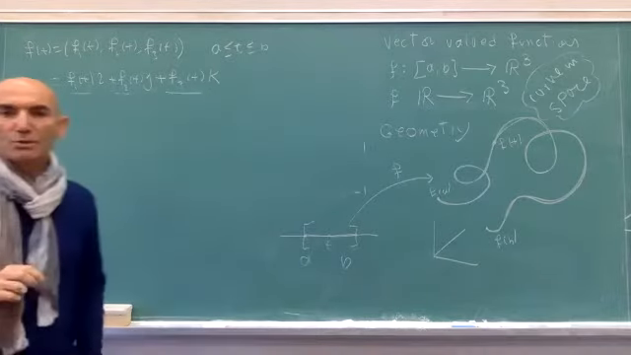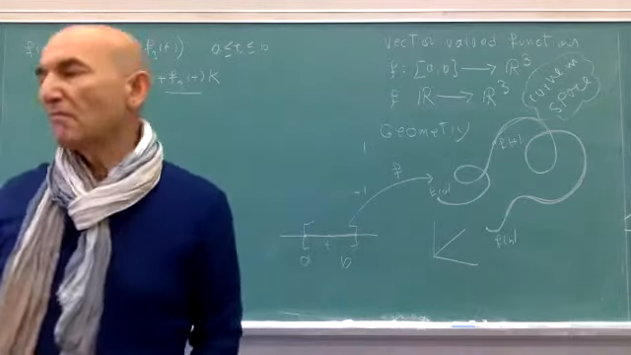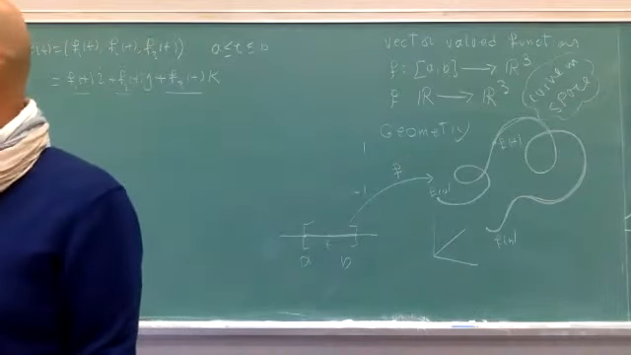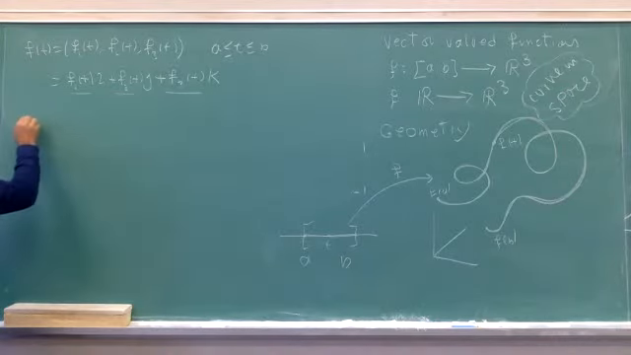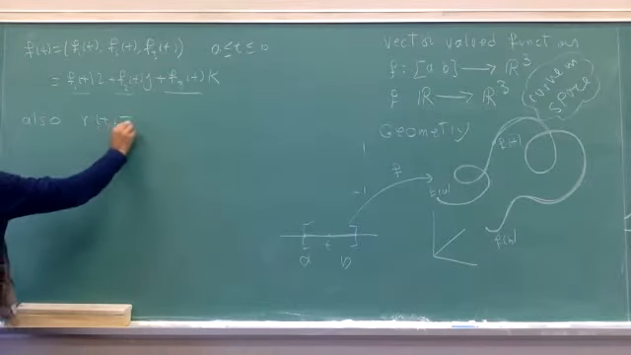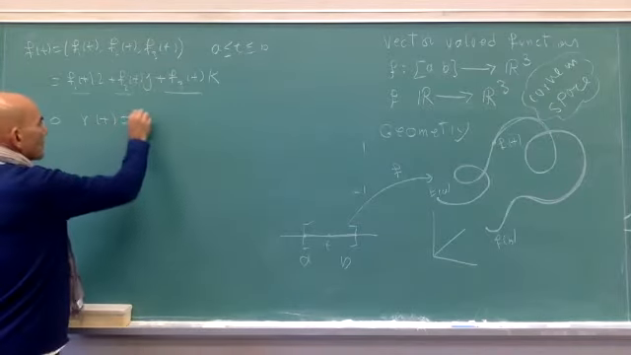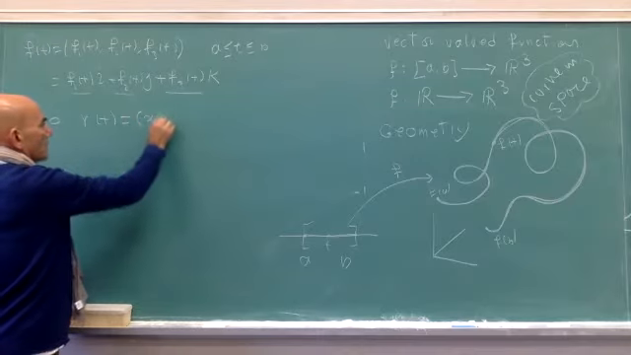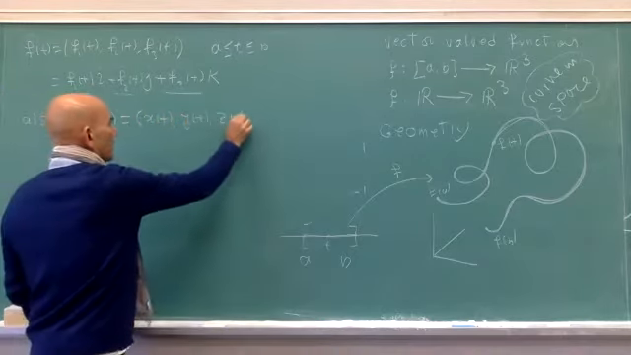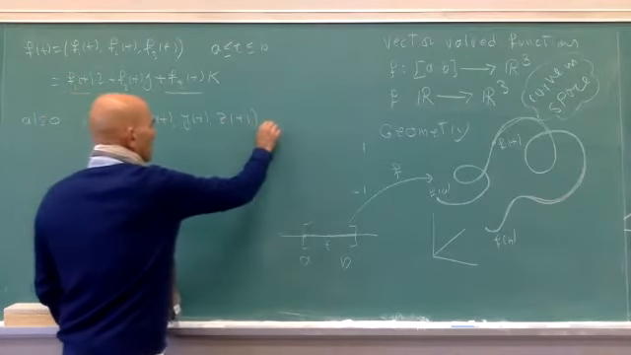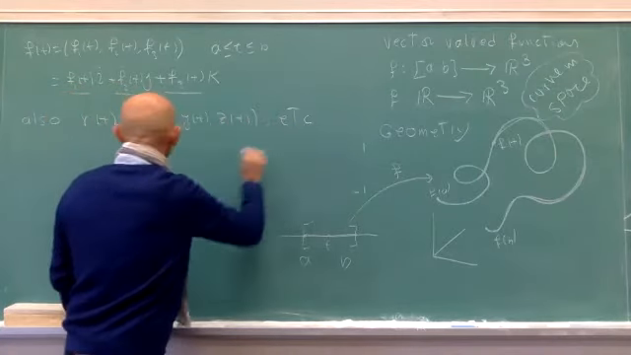Sometimes another notation is used instead of f. It's also common to use r for radius or for radial vector or something like that. So also r of t equals (x of t, y of t, z of t), etc. is used.